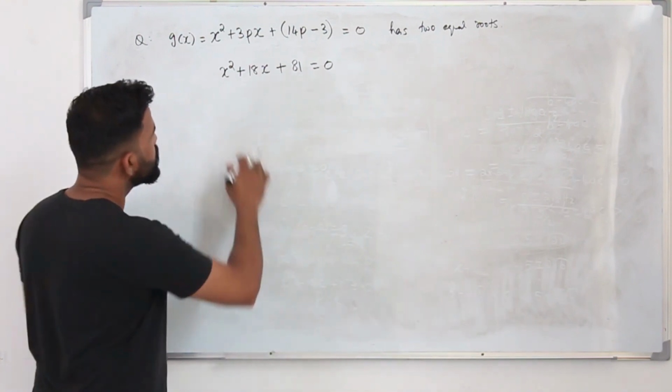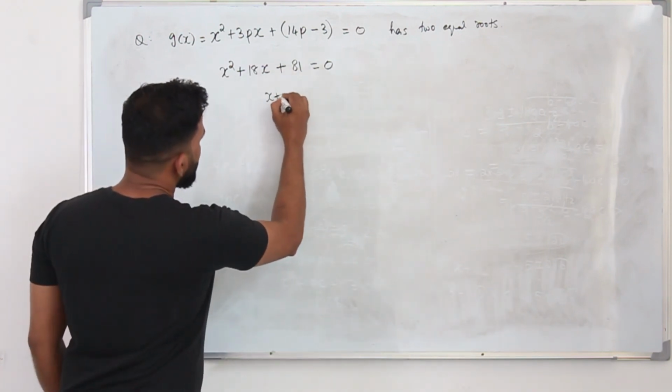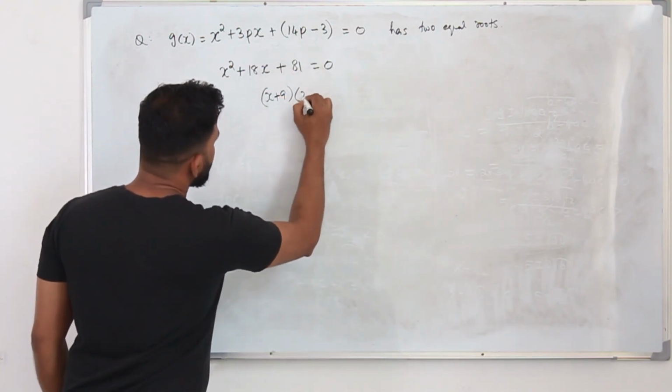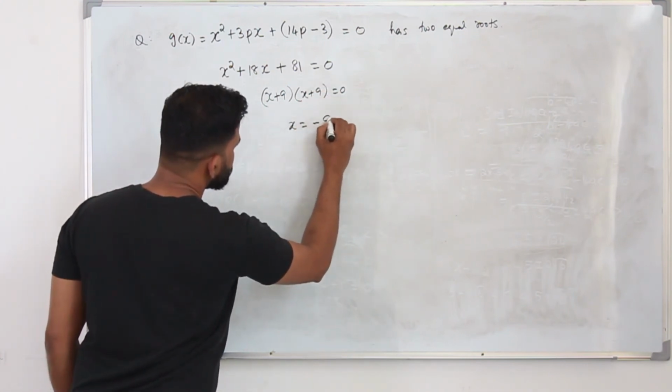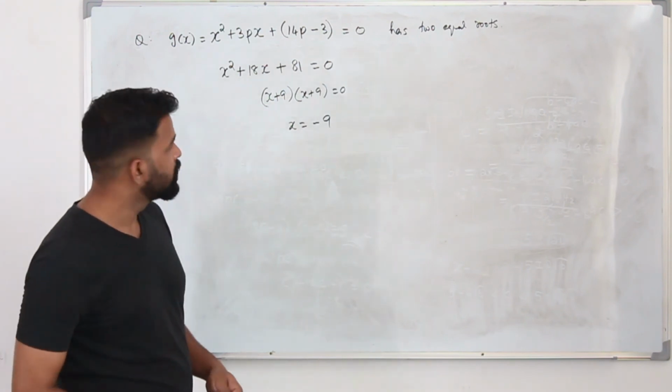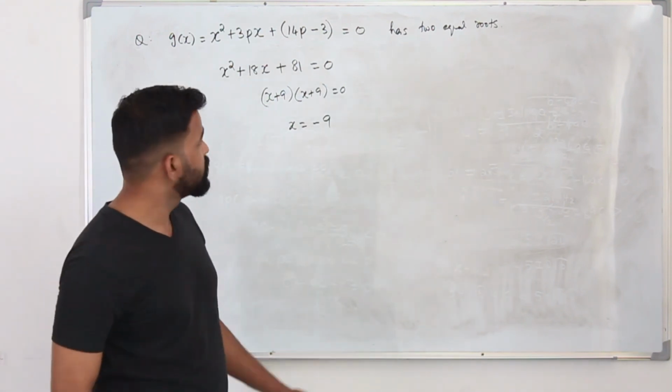Now solve this straight away. You can say it's x plus 9 into x plus 9 is 0. So your x is 9. That's it. Probably you'll get 2 marks for this.